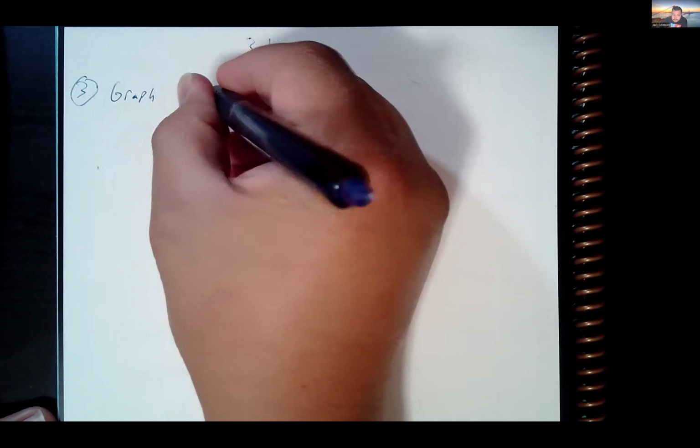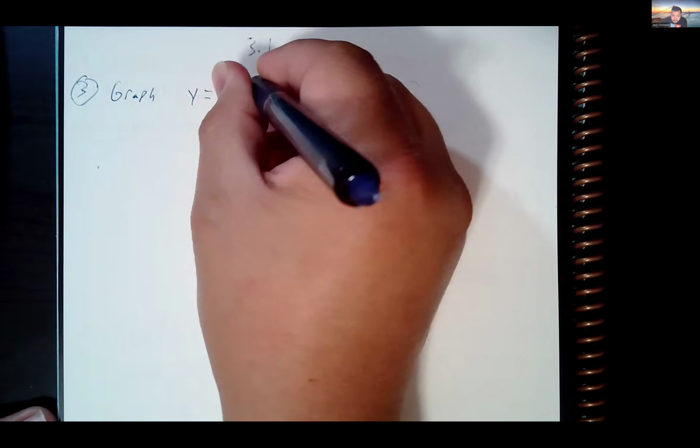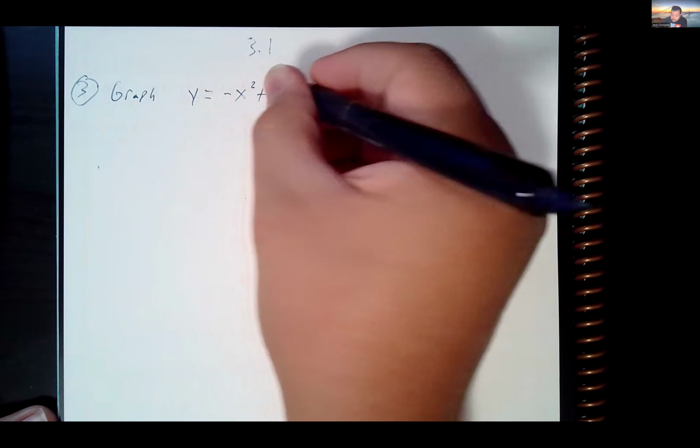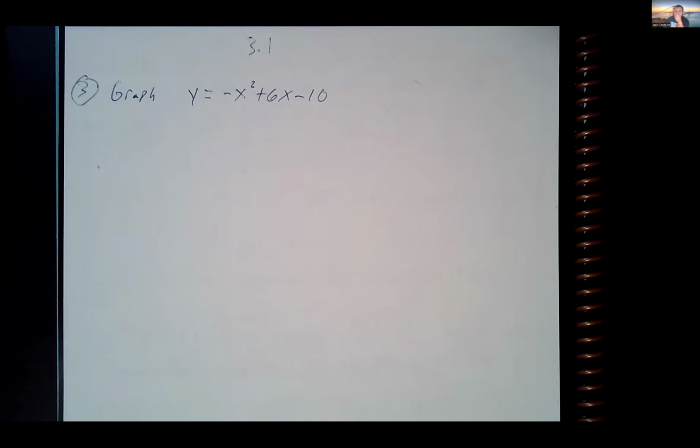All right, so this is number 3, I think, in the homework. Yeah, number 3. So it's chapter 3.1, number 3. This pen's dying on me. Just graph this guy. I don't like to spend too much time on graphing since we have all these graphing utilities, but we should be able to get information like vertex, that type of stuff.